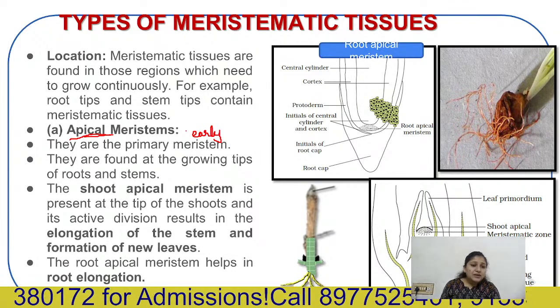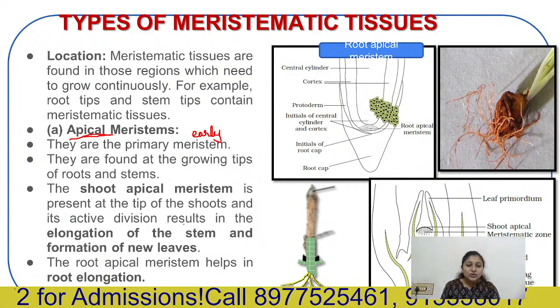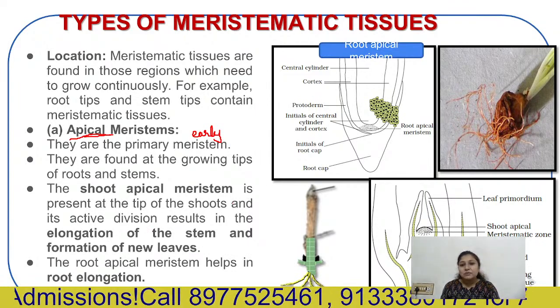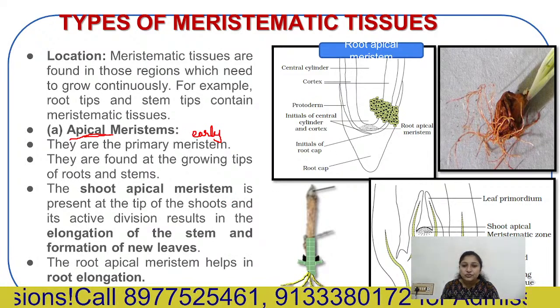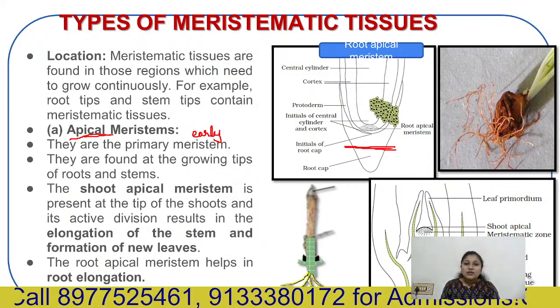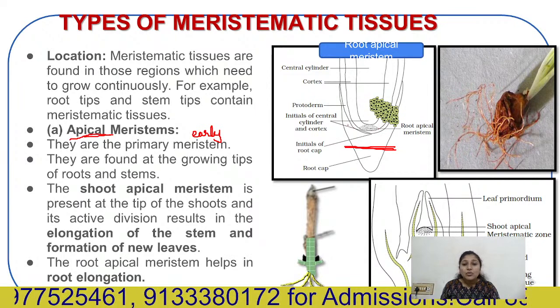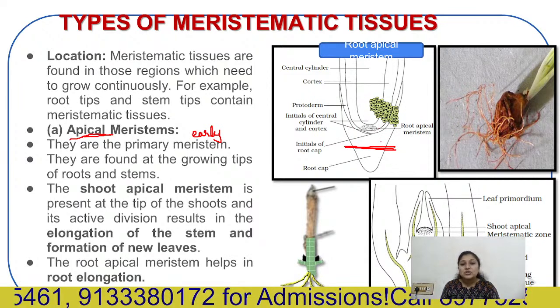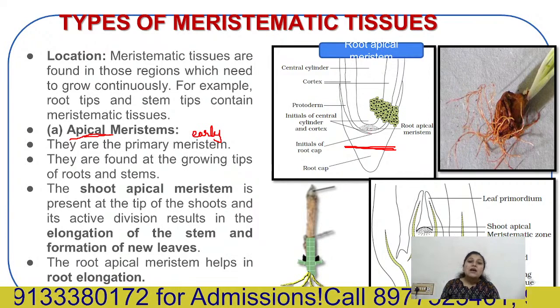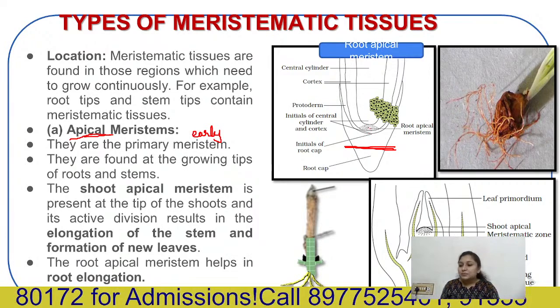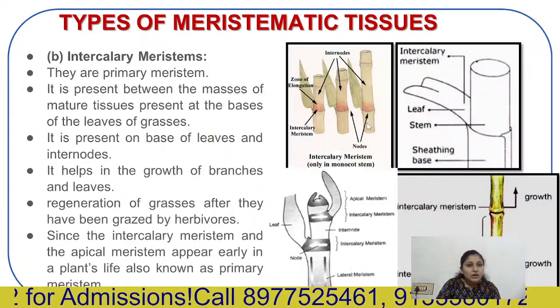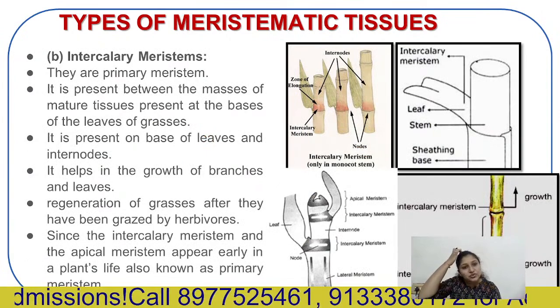The root apical meristem helps in root elongation. In the case of the root, there is a region of meristem, and over that there is a cover known as the root cap, which protects this particular tender root tip. Okay, so now the types of meristematic tissue.